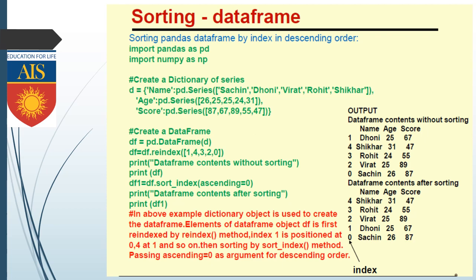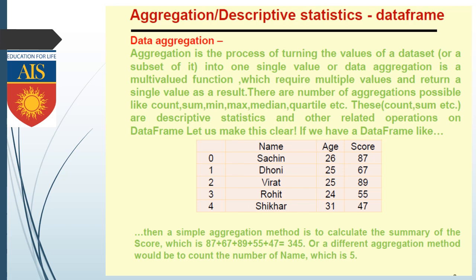Index 1 is positioned at 0, 4 at 1 and so on. Then sorting by the sort index method, passing ascending equals 0 as an argument for descending order. So whenever we want to sort any data frame or data series in descending order, we need to provide the ascending value as 0 only.